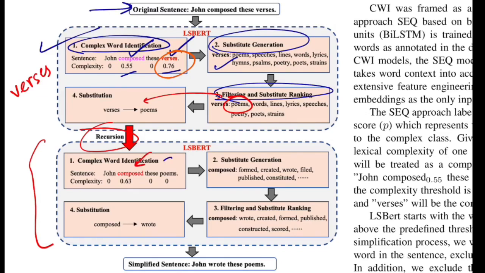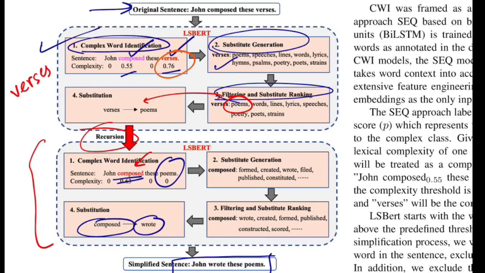So now you can see the word verses has already been replaced by poems, and now again all the four steps happen to replace the word composed. So in the fourth step, you replace the word composed with the word wrote, and finally you get a simplified sentence, which is "John wrote these poems". So this is the full algorithm of how things are happening.